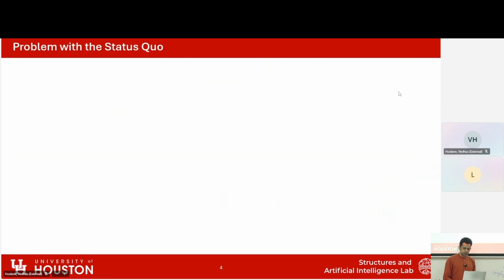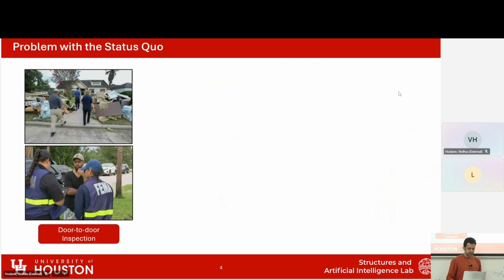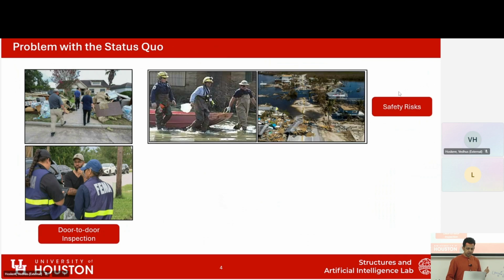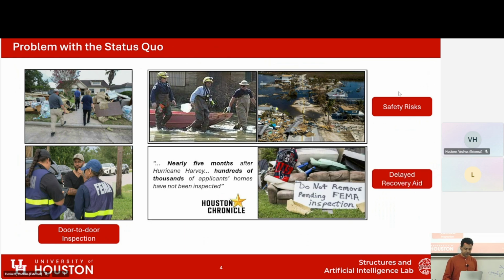Okay. Now the problem with the current ways things are done is that it's a door-to-door inspection, so it takes a lot of time. There are safety risks similar to the ones I described after the earthquake in Mexico City, because the structures themselves may be unsafe.